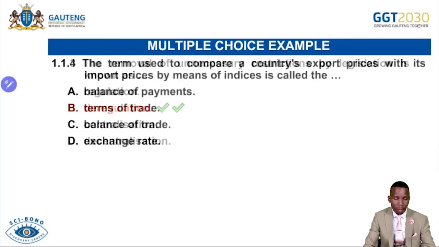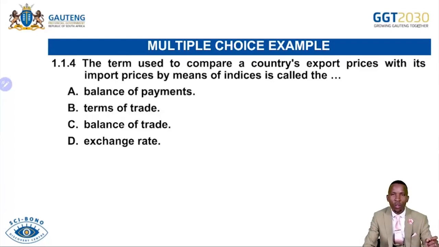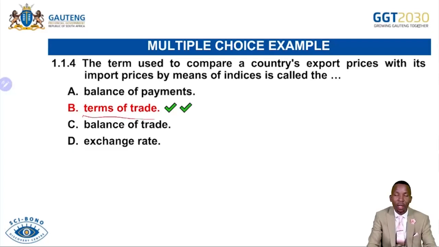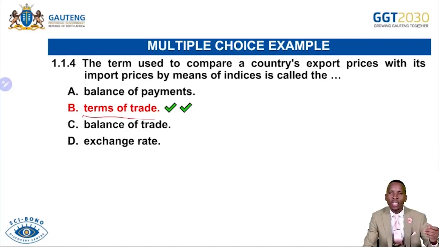So this is the content knowledge, just that it is presented in a manner that the answer is provided in front of your eyes. And then the term used to compare a country's export prices with its import prices by means of indices is called the dash. The balance of payments, terms of trade, balance of trade, exchange rate. So you know that when we compare export prices to the index of import prices, something is happening there. What is it? You look for terms of trade because we have done the content. So just look for terms of trade. Yes, terms of trade are there and they are correct. So always try to link before you look for the answer. Let the statement give you a possible answer before you look for it.